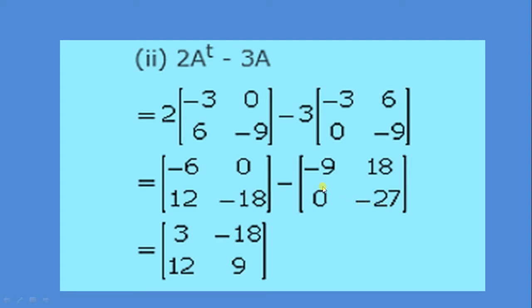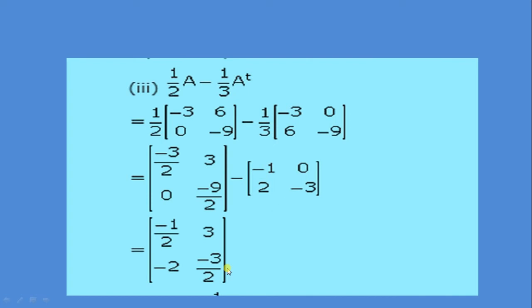Now subtract the corresponding elements. Minus 6 minus of minus 9 is 3. 0 minus 18 is minus 18. 12 minus 0 is 12. Minus 18 minus of minus 27 is 9. Let us move on to sub question 3.